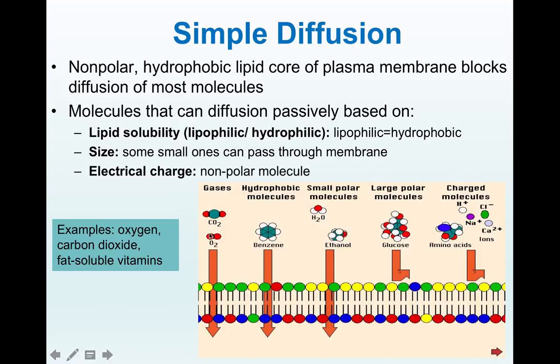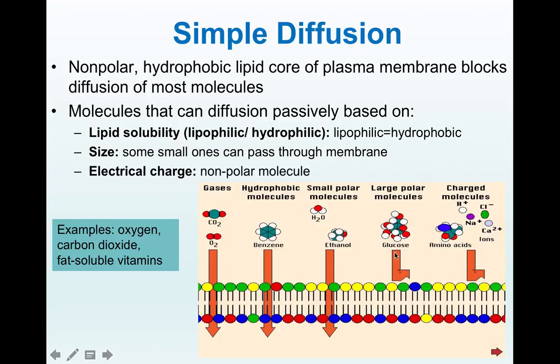They are simply passing through the phospholipid bilayer. Examples include oxygen and carbon dioxide. These are small gases that basically have no charge and can easily pass through. Benzene, which is a hydrophobic molecule, which means they like to interact with lipids, so we refer to them as lipophilic, so they can also pass through. A small polar molecule, such as water and ethanol, can easily pass through. Even though they have charges, they're considered to be polar. Their size is small enough that they can still pass through the plasma membrane.